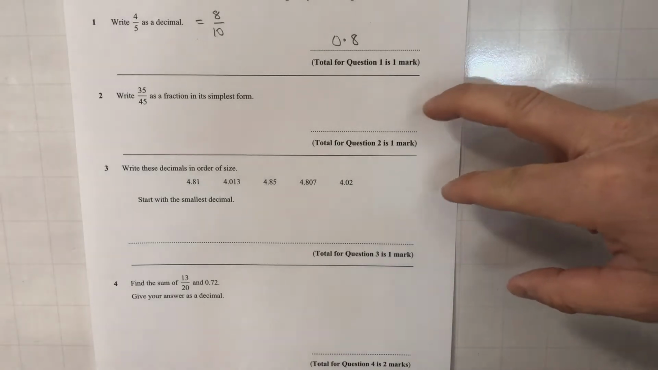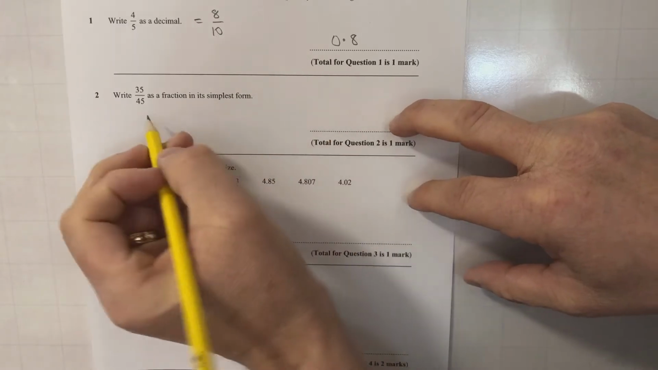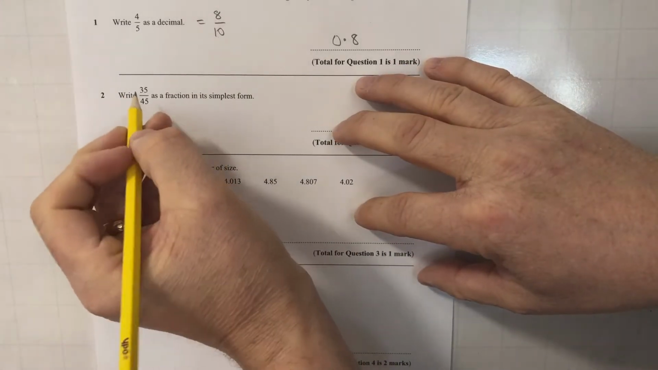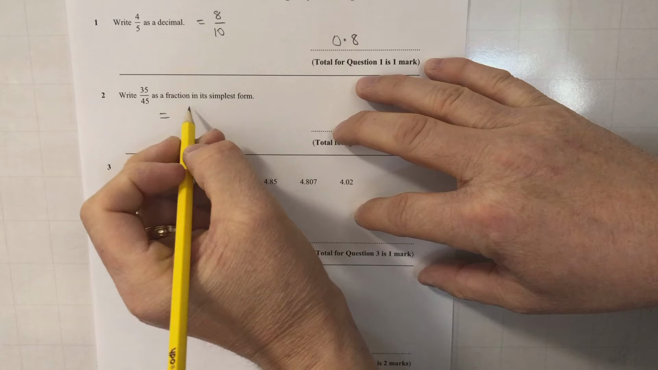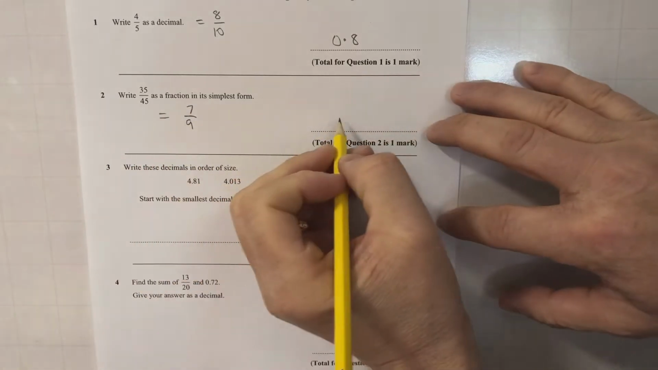Second one. To write this fraction in its simplest form, we notice that 5 goes into both quantities. 5 goes into that 7 times, and 5 goes into that 9 times.